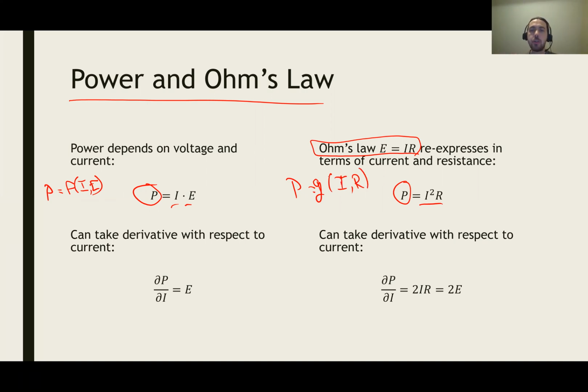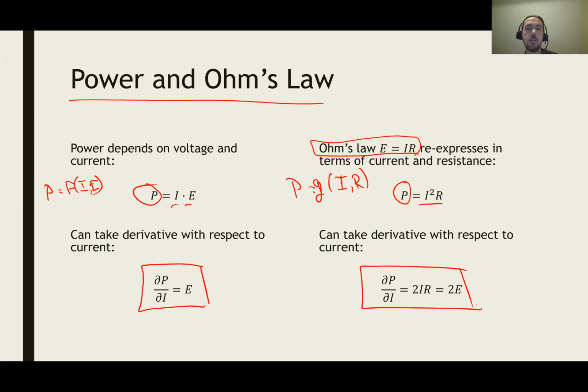When we take partial derivatives, we get two different answers for the partial derivative. If I calculate the partial derivative with respect to I on the left-hand side, I get just the voltage. Whereas if I calculate the derivative of power with respect to current on the right-hand side, I get twice the voltage. And these look like they're mutually incompatible answers.